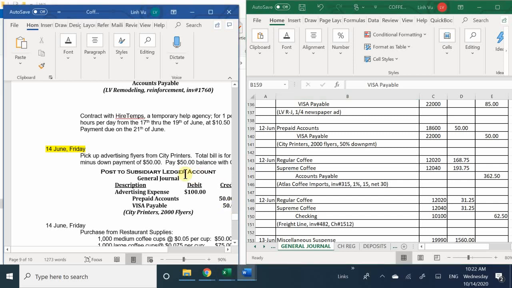Okay, so if we go all the way up to our original transaction, we bought 2,000 flyers at 5 cents each. What's our grand total that we owe? 100. We only made an entry for $50, which was half the payment. So yeah, we gave $50, so the balance that we owe them right now is $50. And that's exactly what we paid right here. We only paid them $50.